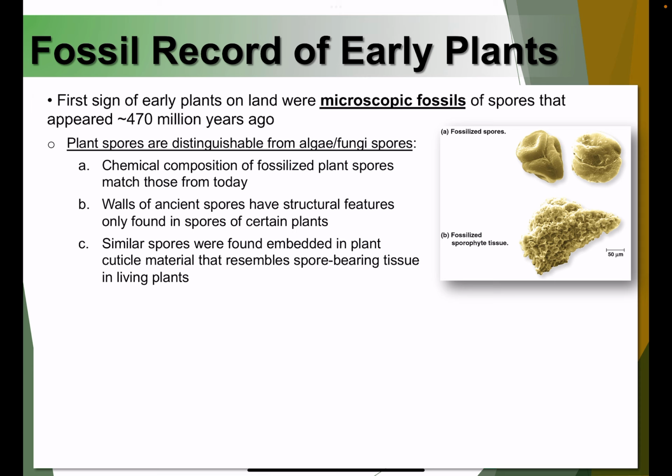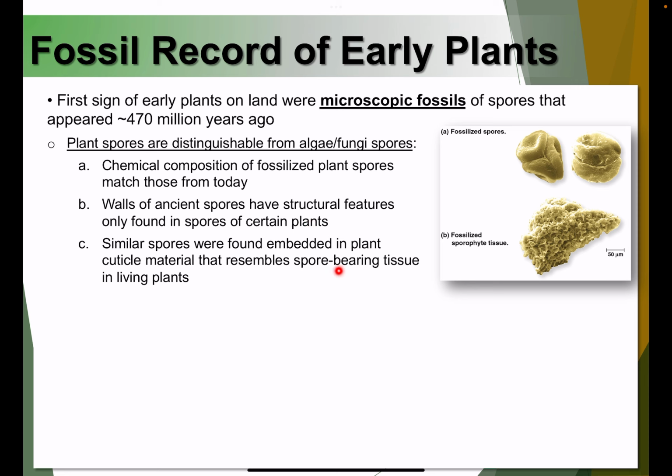First, the chemical composition of fossilized plant spores actually matches that of those we have today. Okay, so they actually can get the chemical composition from these fossilized spores right here, and they match it with the plant spores we have today, and they match up. Second, walls of ancient spores have structural features that are only found in spores of certain plants, which means that they have to be plant spores.